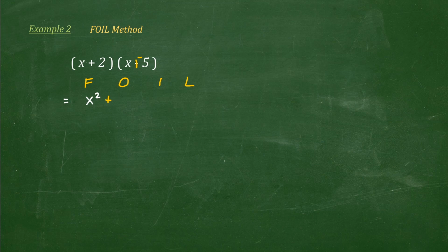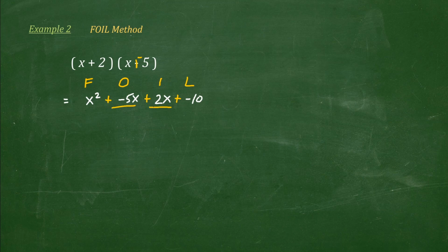Then outer terms, x times negative 5 is negative 5x. Plus, again, always use plus first. Inner terms, 2 times x here is 2x. Plus, last terms, 2 times negative 5 is negative 10. As usual, the outer and inner terms are like terms.